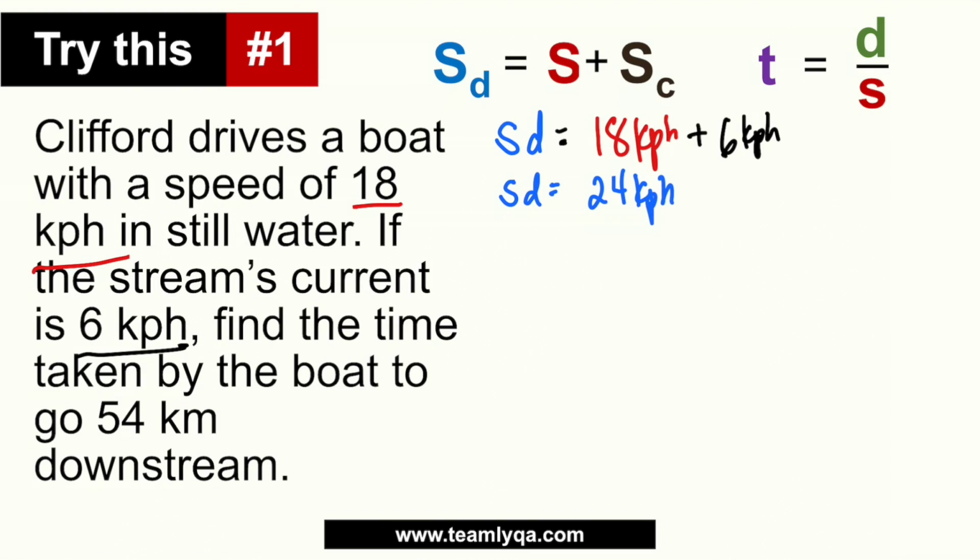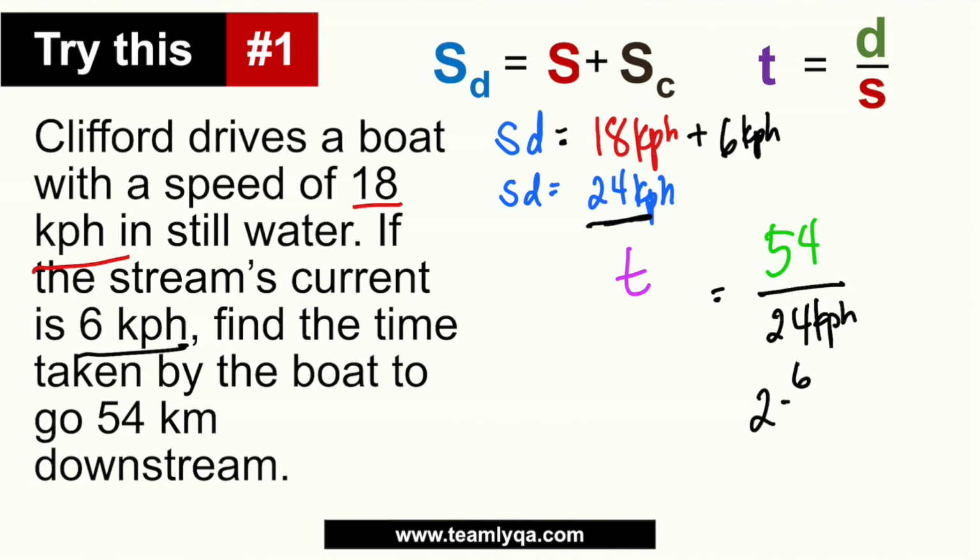At yun naman ang gagamitin natin to find yung time na kailangan niya to cover yung 54 kilometers downstream. So, lalagyan natin yung 54. I-divide natin siya doon sa kanyang bagong speed, which is 24 kilometers per hour. Okay? Tapos, yan ang magiging time natin. So, isi-solve lang natin ngayon ito. Okay? So, 54 divided by 24. So, that would be, kung i-choose natin na puntahan yung fraction route, this will be 2 and 6 over 24.